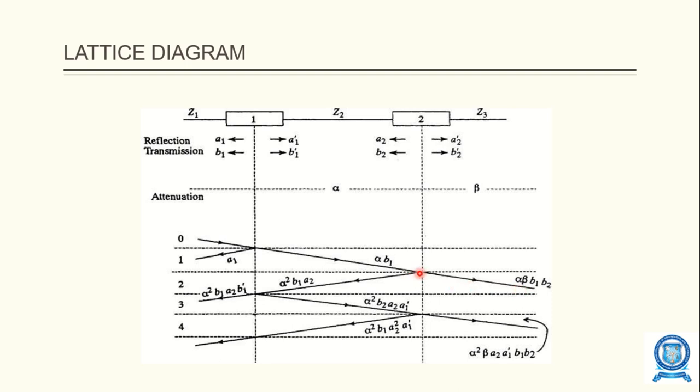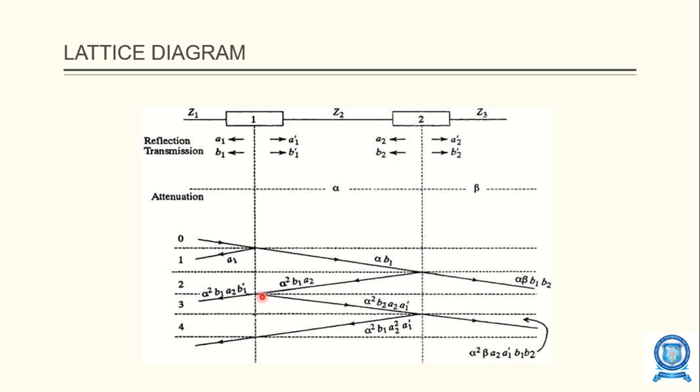Now the reflected wave comes back towards node 1, and here you can see it again crosses alpha, so it is multiplied again by alpha. Alpha b1 is the value, and when multiplied by alpha it becomes alpha square b1. When it is switching from node 2 to node 1, you are supposed to multiply it by the reflection coefficient, that is a2, so it becomes alpha square b1 a2. So when it reaches node 1, it will be alpha square b1 a2.